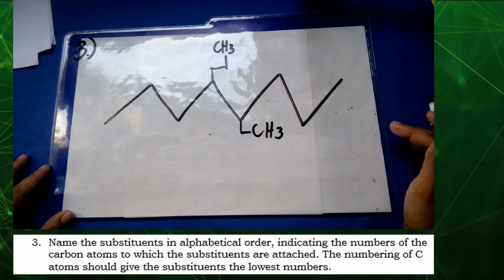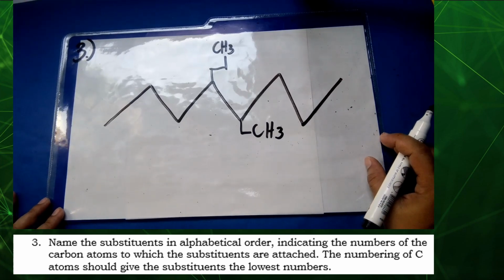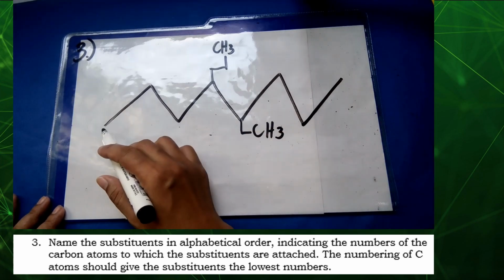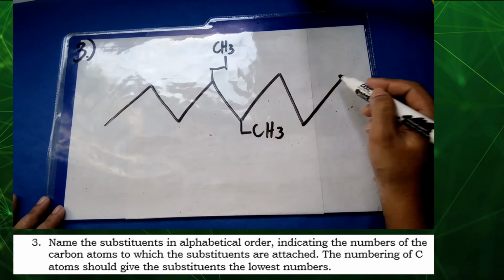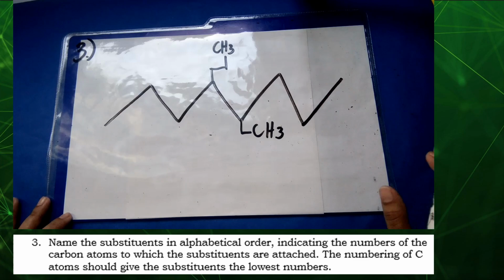Okay, so given this structure here, how are we going to name it? So first, look for the longest chain or the parent chain. Let us count 1, 2, 3, 4, 5, 6, 7, 8. So we have 8 carbon atoms. That is the parent chain or the longest chain.